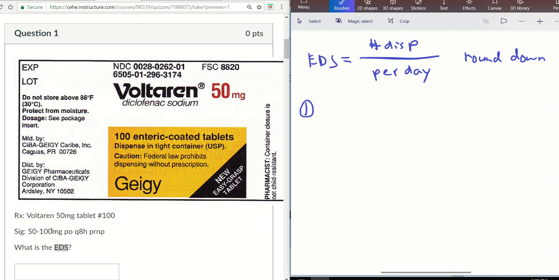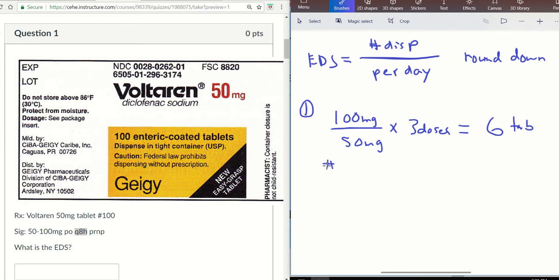Based on the SIG, the most the patient can take will be 100 milligrams per dose, and the supply comes 50 milligrams. So how many times can the patient take 2 tablets? If it's Q8H, every 8 hours, it's going to be 3 doses, right? So in a day, they can take 6 tabs. So we're halfway there. We need EDS.